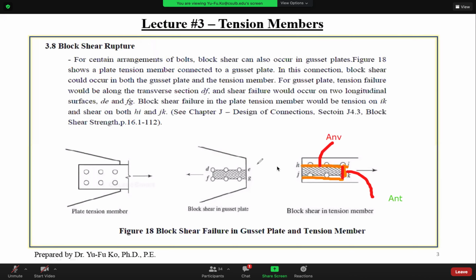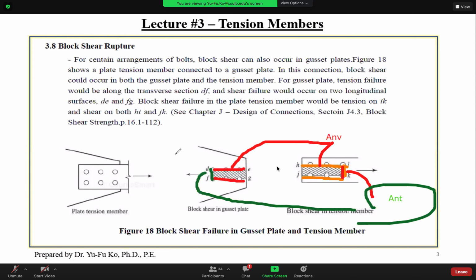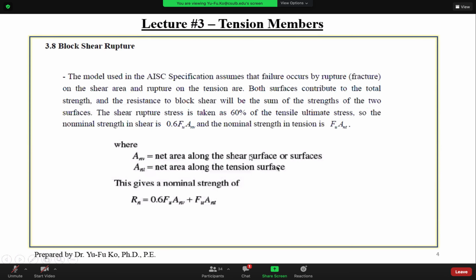Just remember the definitions. So the same thing applies here, on the gusset plate, here. Anv is also in here. Okay. Any other questions? No, sir. Okay, and then let's go back to here.